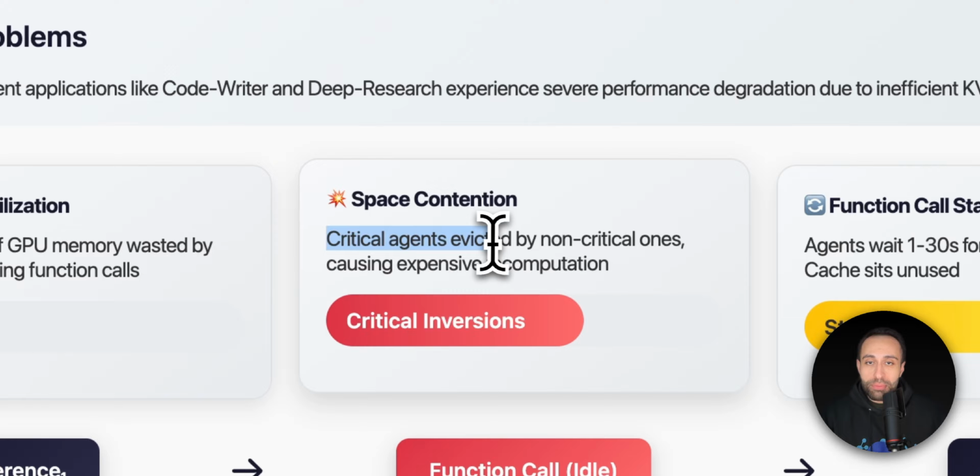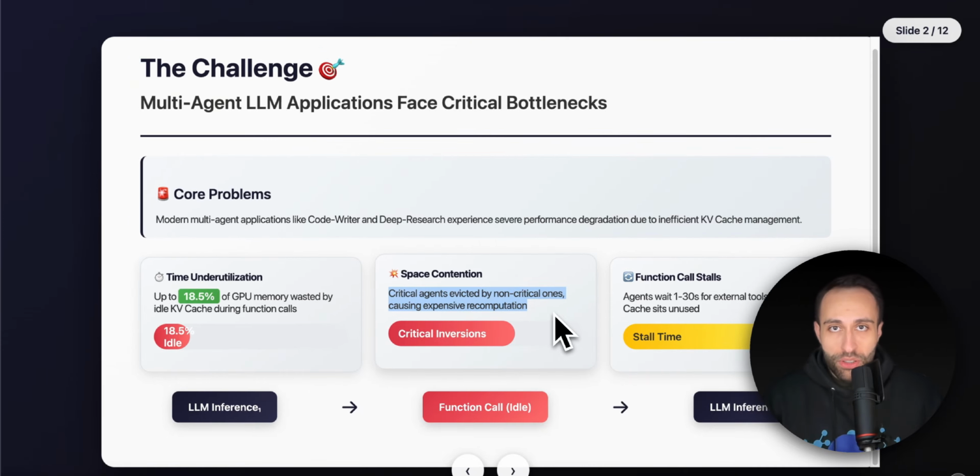Critical agents evicted by non-critical ones, causing expensive recomputation. So what does this one mean? When there is no memory in your GPU because you have cached a lot of KV, then you have to drop some of them to give extra space for new agents or sub agents that you're calling for the given query. That means you have to drop whatever you have cached and recompute all those KV values for finishing that multi-agent task, which is again not efficient at all. And it introduces latency because your processing is taking more time.